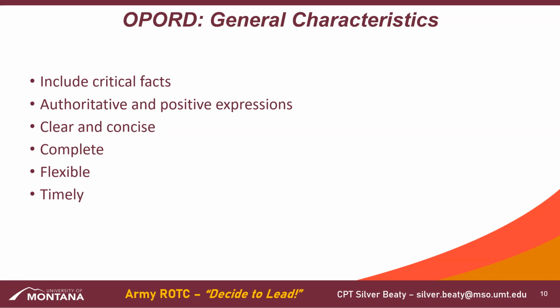They need to be flexible. So when we're looking at op orders, we're looking at course of action 1, course of action 2. There needs to be something built in there for changes, because inevitably your plan is going to change, or things are going to pop up that you hadn't thought about or that nobody had seen coming. So you need to make sure that your op order itself is flexible, and then timely.